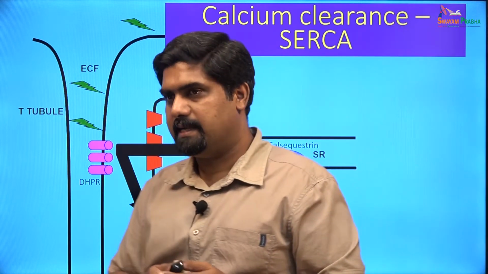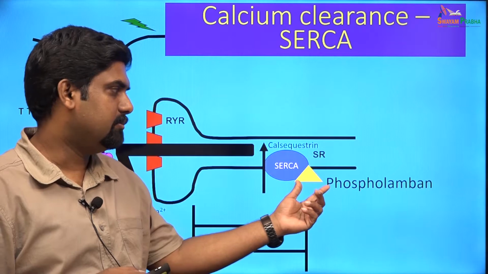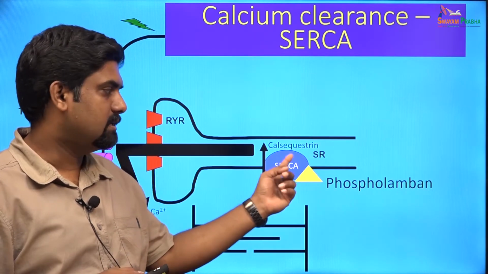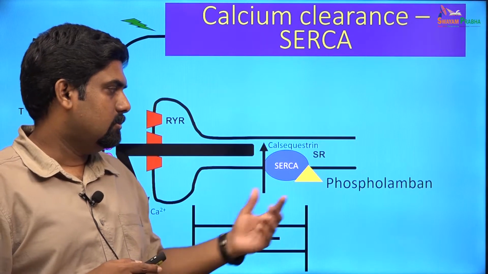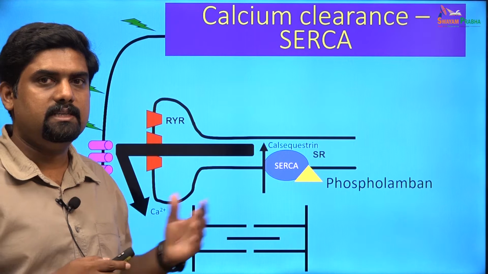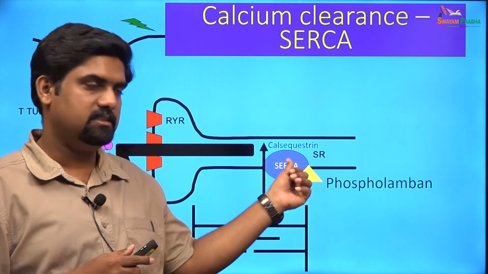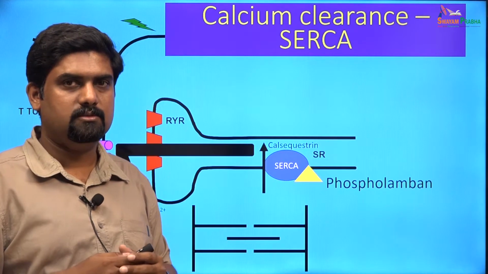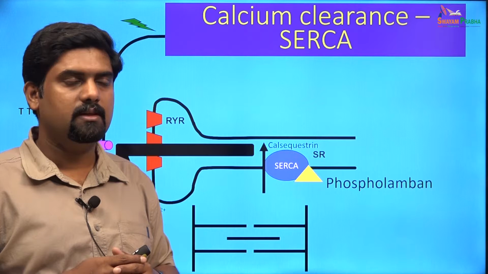Now this SERCA activity is kept under check by another protein called phospholamban, which is associated with the SERCA protein. So the phospholamban reduces the pumping efficiency of SERCA, so it decreases the speed at which calcium is being pumped from the cytoplasm into the SR. So it acts like a brake on the pumping action of SERCA.